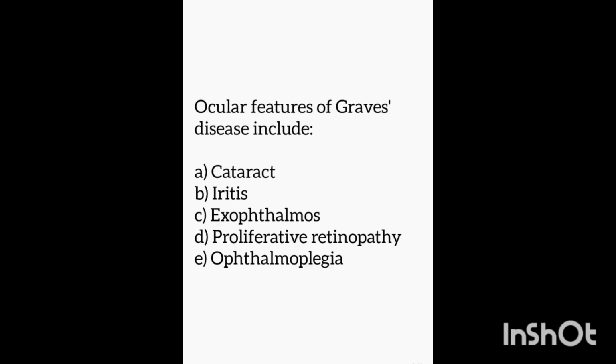Then ocular features of Graves' disease: A. Cataract, B. Iritis, C. Exophthalmos, D. Proliferative retinopathy, and E. Ophthalmoplegia. So cataract is correct, A. Exophthalmos is correct, C. And ophthalmoplegia is correct, E.